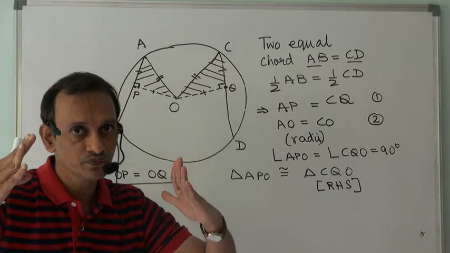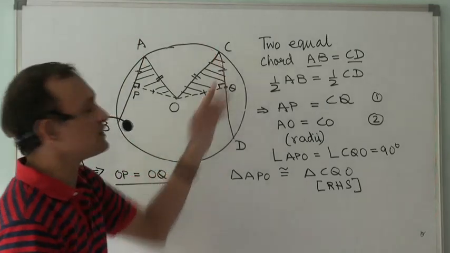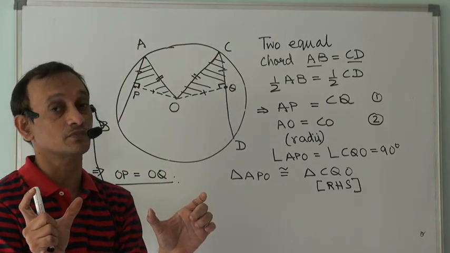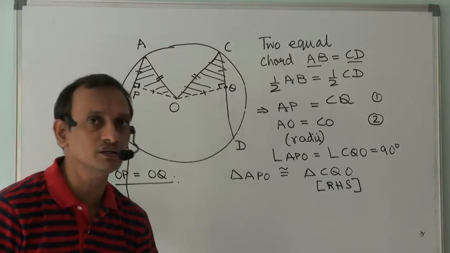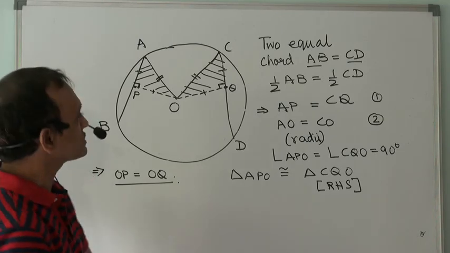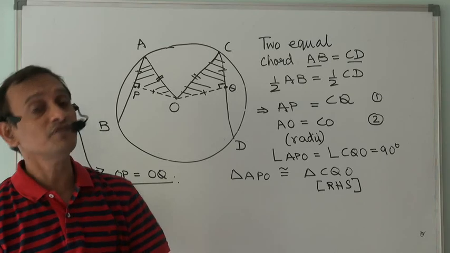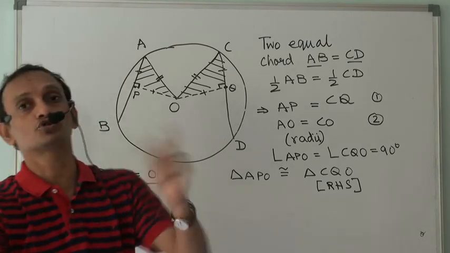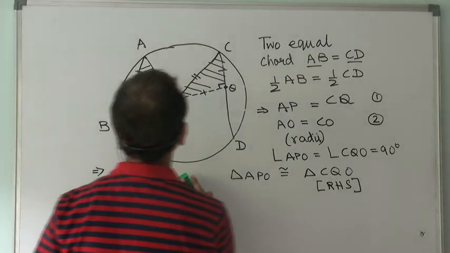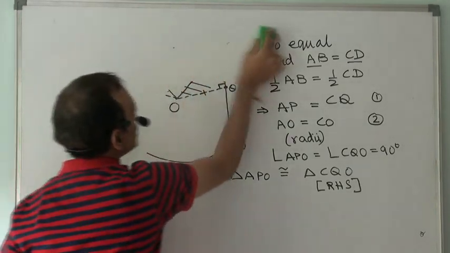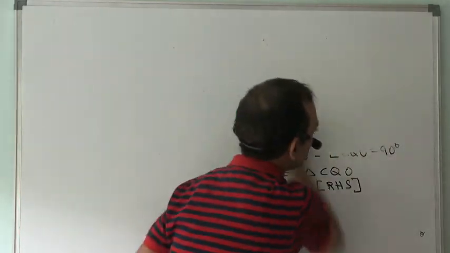If we have two chords that are equal in length, then they must be equidistant from the center. And the converse of this result is also equally true, equally useful, and equally applicable. Which means, if we have two chords of a circle, and if they are equidistant from the center, then the two chords must be equal. Let's examine the converse of this result. That means two chords equidistant from the center must be equal in length. All right.